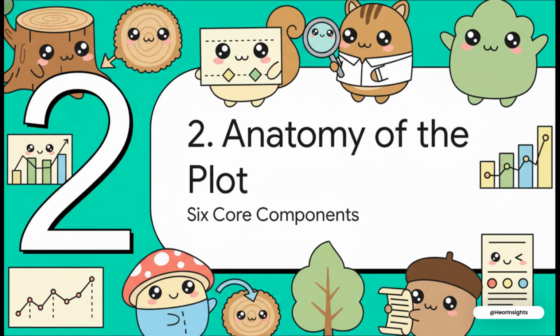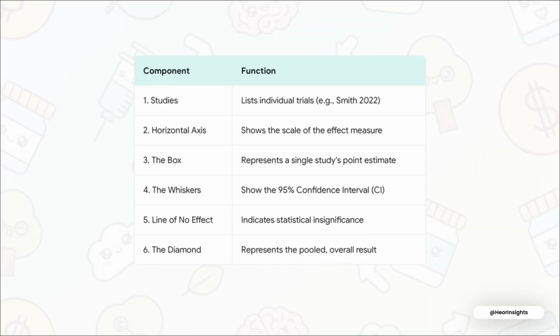Here, we will deconstruct the plot into its 6 core components to really understand how it displays information. At a high level, every forest plot contains these 6 elements. On the left, you have a list of the individual studies. The horizontal axis across the bottom shows the scale for the effect measure. Each study's result is shown as a box with lines, or whiskers. There's also a vertical line, called the line of no effect, which is our reference for significance. And finally, the diamond at the bottom represents the combined, pooled result of all the studies.